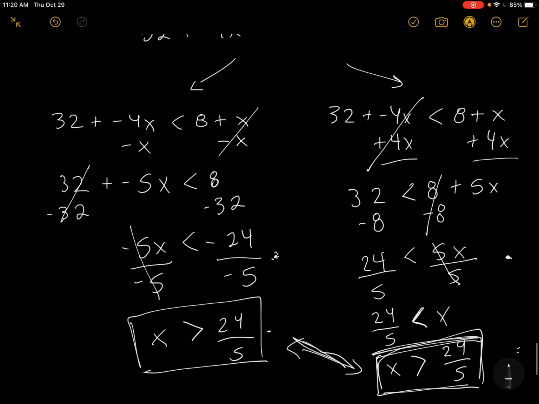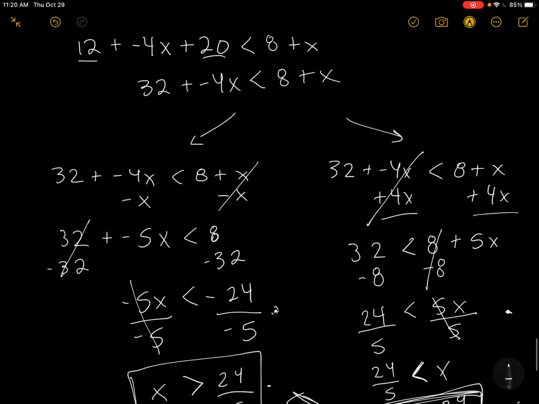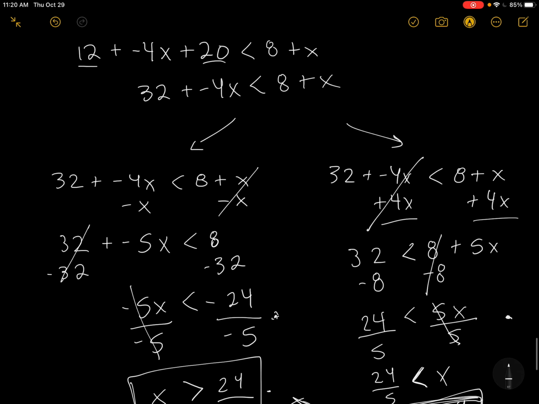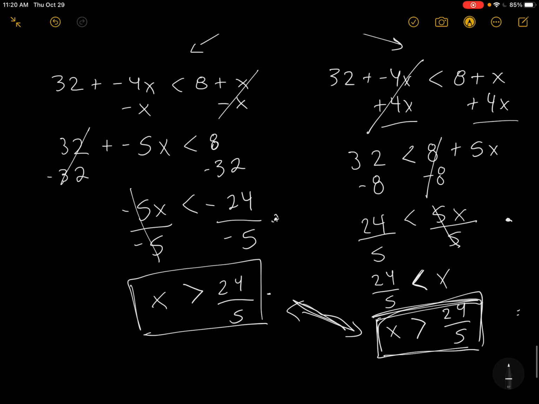Okay, so yeah, that's solving inequalities. Again, it's just like solving equations. You transform them just like you would an equation, and you just have to remember this little weird extra rule where if you divide both sides by a negative or you multiply both sides by a negative number, you flip your sign. That's just the one addition.